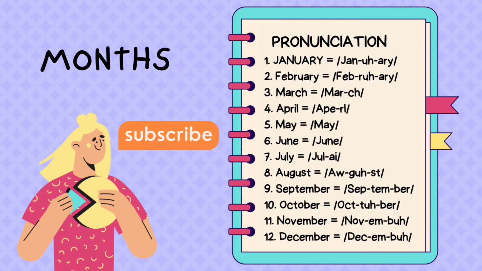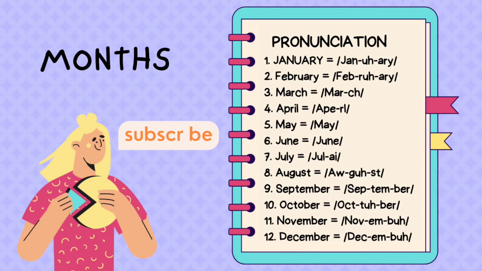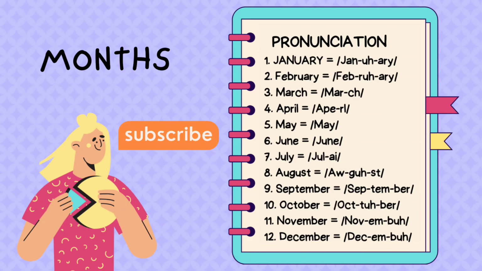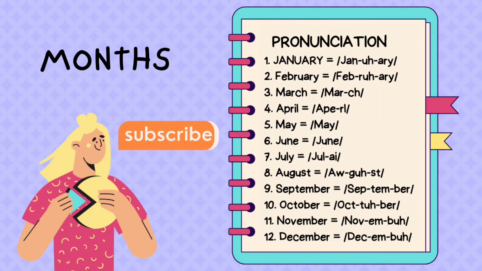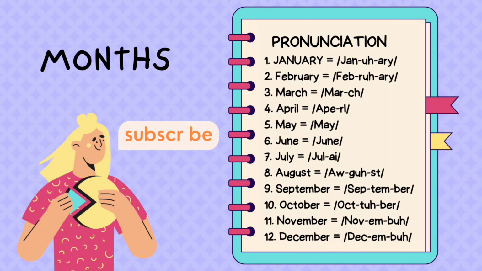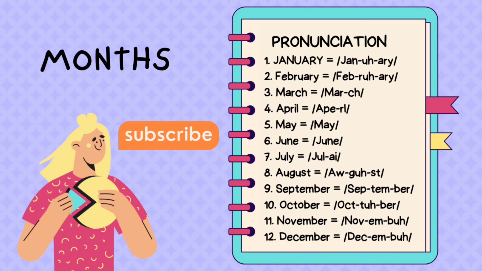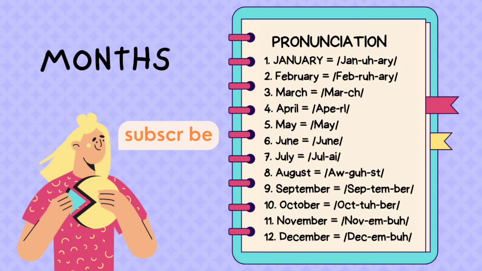Let's understand the pronunciation of the months. So first one is January. Pronounce with me, January. Then February. February. March. April. May. June. July. August.